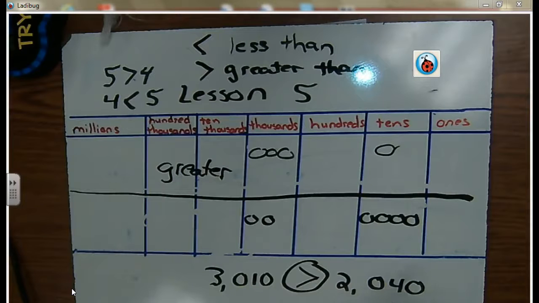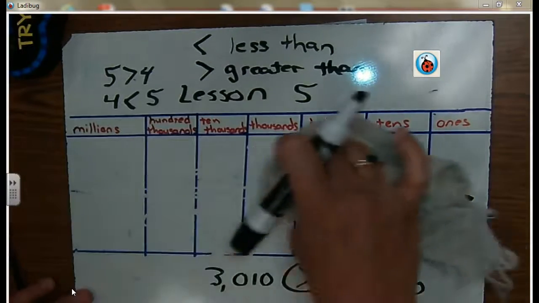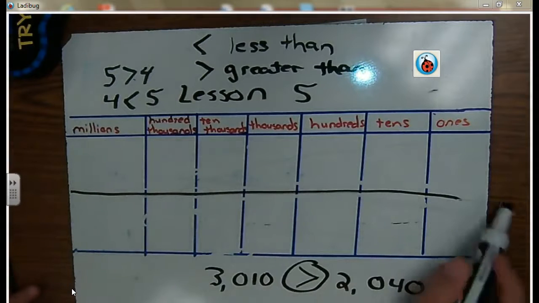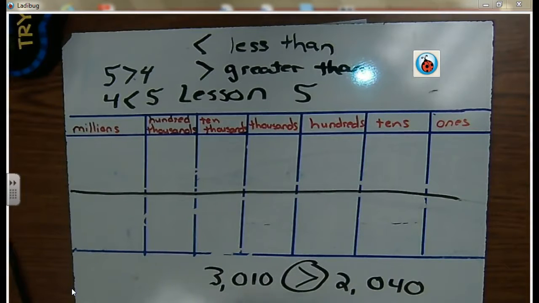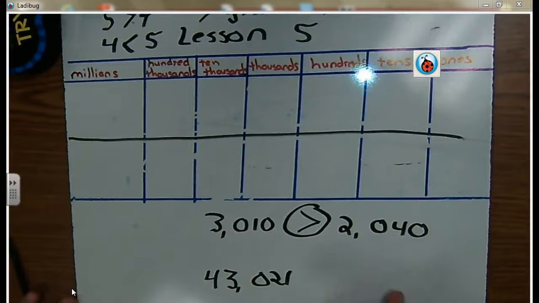Now, what happens when we have two numbers in the largest place value that are the same? Well, we could say they might be equal to each other, which they might, or we can continue looking. So, for example, I'm going to erase this. I'll leave the bottom part. I'm just going to erase this part and redraw my line. Okay, so for example, I have this number. How do we say this number? 43,021.